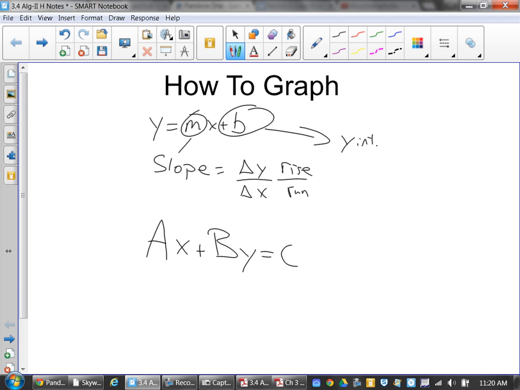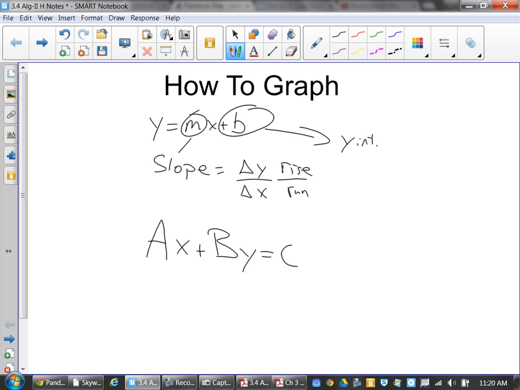Ax plus By equals C, where A and B both can't be 0. You don't need to remember all the other stuff on that one. All you need to know is that this is called standard form.